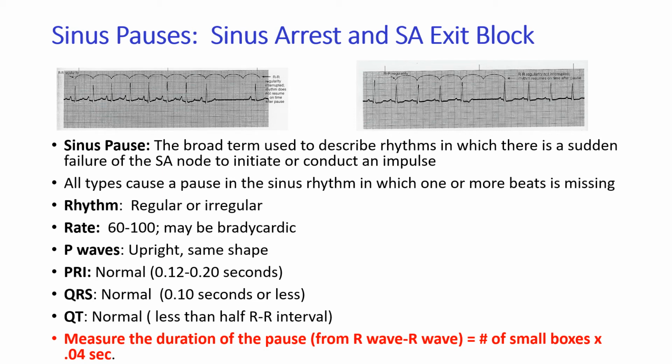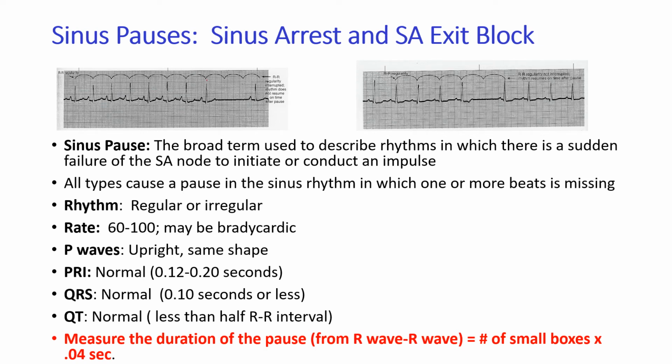Usually the rhythm would be regular, or the base rhythm would be regular, and it can look irregular with the pause. Your rate can be 60 to 100, or oftentimes bradycardic due to the pause. Your P waves are upright, the same size and shape, and you do have SA node firing for the beats that you do have. Your PRI is normal, your QRS is normal, and your QT is normal. But the key thing to remember is measuring the pause.